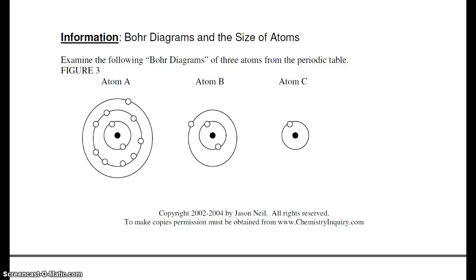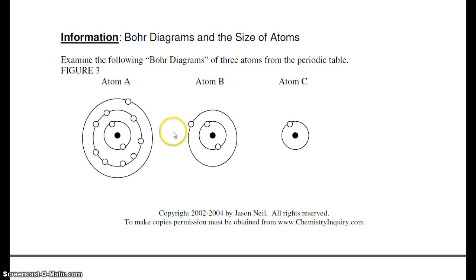Okay, this is part 2 of ChemQuest 16, talking about the size of the atoms. So we're down at the bottom of page 51 where it gives us some more information. And these are Bohr diagrams of 3 different atoms, and they want us to examine the diagrams. And so you look at what we have.